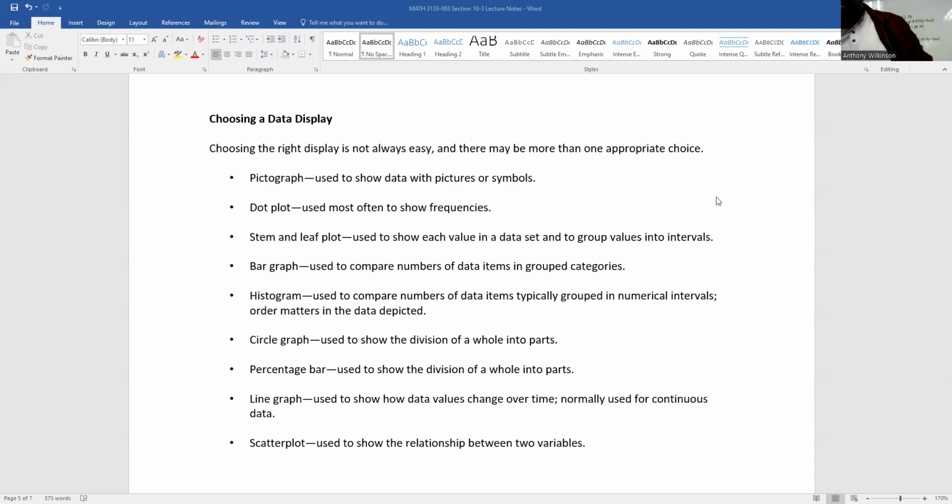All right, so that's all of section 10.3. And that will do it for today.